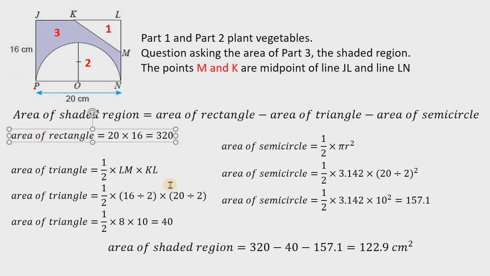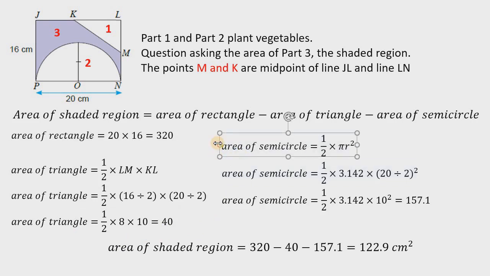Then the area of the triangle will be 16 divided by 2, because the end point here is a midpoint. So that's why 16 divided by 2, I will have the length of LM. And then 20 divided by 2 because I want to find the length of KL. So the area of the triangle will be 1 over 2 multiplied by 8 multiplied by 10. So I get the value. I hope you understand.